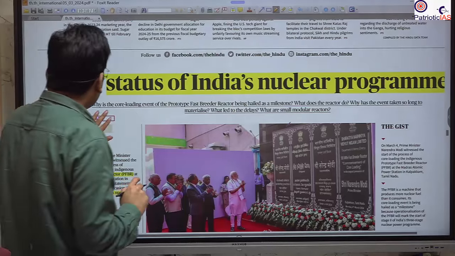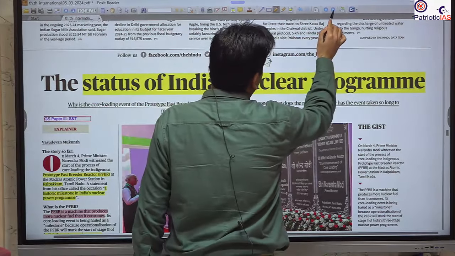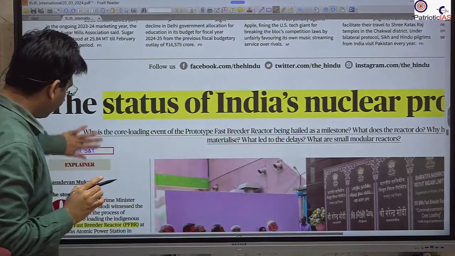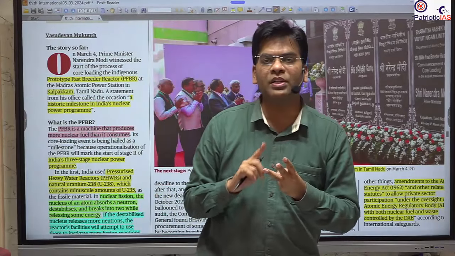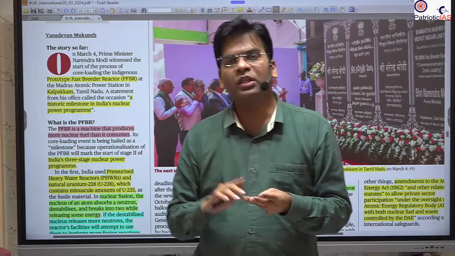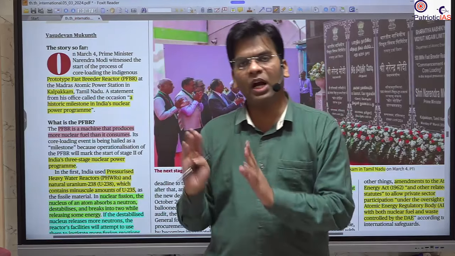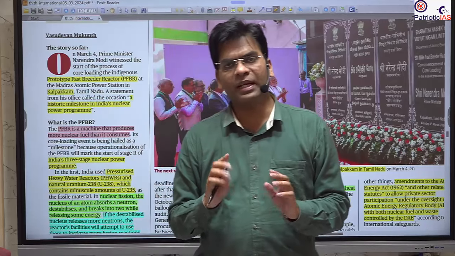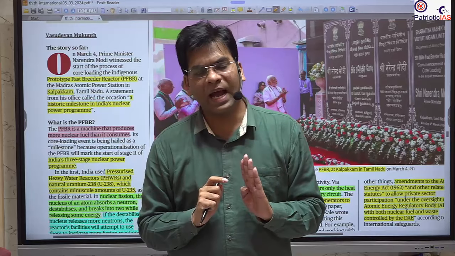Next important news is with respect to the status of the Indian nuclear program. So let's see what the status has been. We have shifted to the second stage. There are three stages that we wanted. In the first, we wanted to produce power using natural uranium, also using uranium-235, the isotope of natural uranium U-238. Okay, so the first stage is that we are using that.